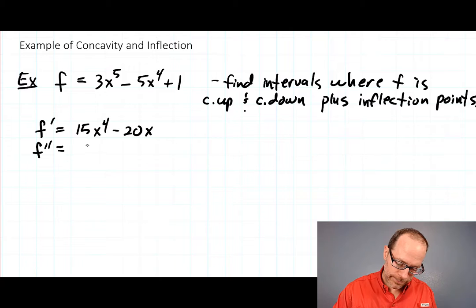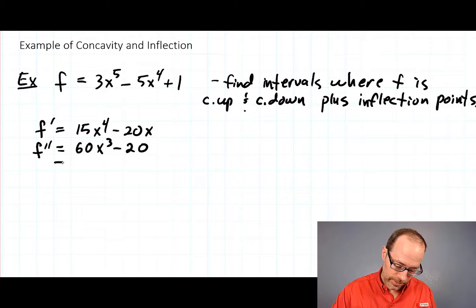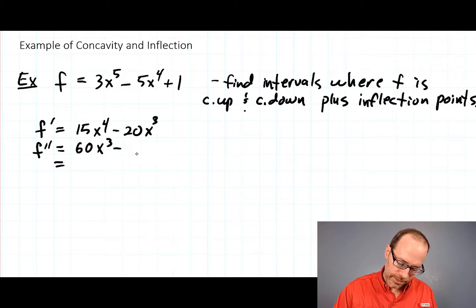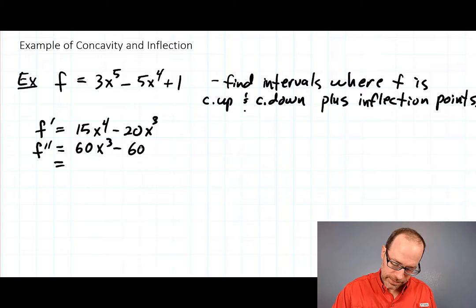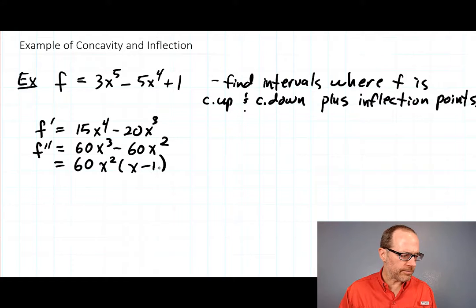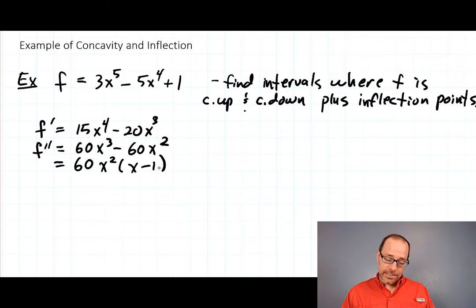f double prime, what do we get here? 60x cubed minus 20. Let's factor out, this should have been a cube here, so this should have been 60x squared. So we end up with 60, we can factor out an x squared as well, and we get an x minus 1. Okay, so that's the second derivative.